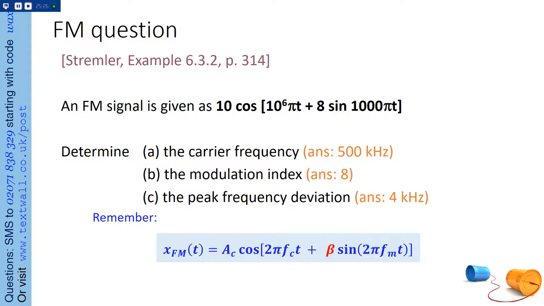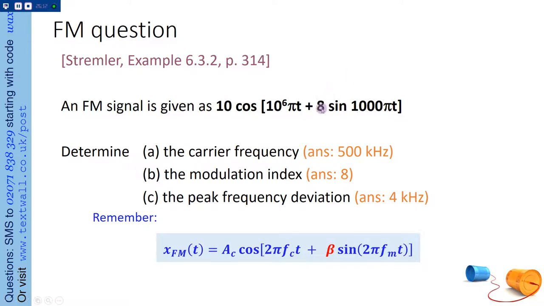What's the carrier frequency? Where would you look for the carrier frequency? You should be looking right here for FC. So it's 10 to the power 6 times pi. That's the carrier frequency, but it's in radians per second. We generally want these answers in hertz. So if you're not told otherwise, assume the answer should be in hertz, in cycles per second. So it's 10 to the power 6, a million pi, divided by 2 pi. A million pi divided by 2 pi is 500,000, so it's 500 kilohertz. That's your carrier frequency.